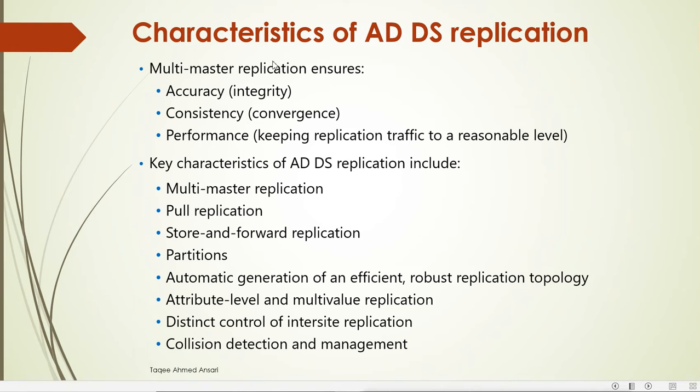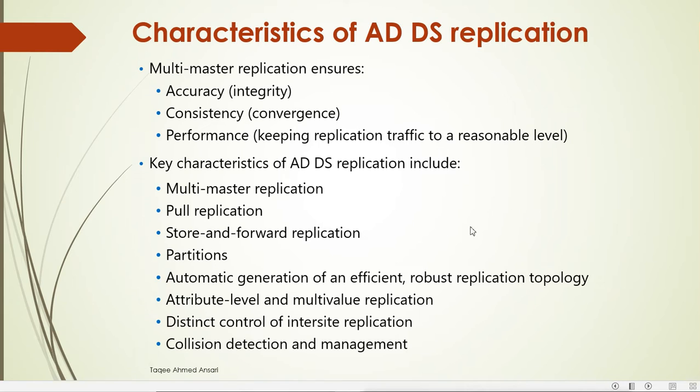The characteristics of ADDS replication: it is multi-master replication, which means it is replicated to multiple domain controllers. It ensures accuracy, meaning integrity and consistency, so the convergence time will be less. Then performance, which means keeping the replication traffic at a reasonable level. The key characteristics of ADDS replication include multi-master replication, which happens with multiple domain controllers. Then it is pull replication, which means one domain controller pulls the replication from another domain controller.